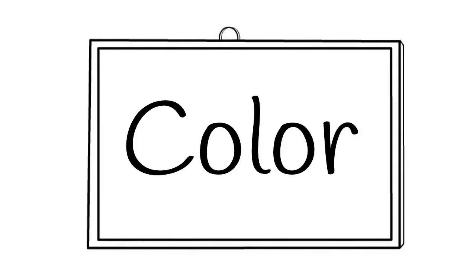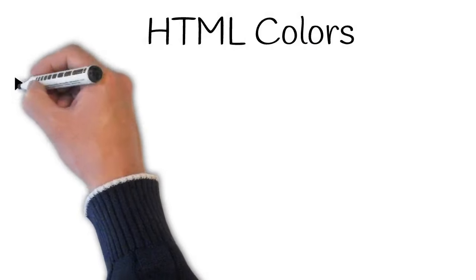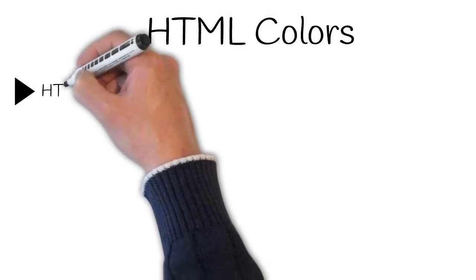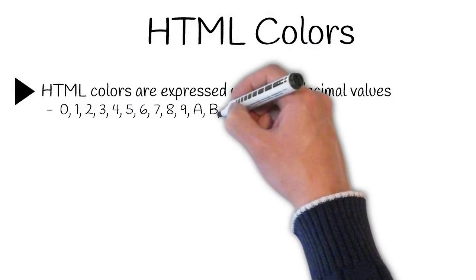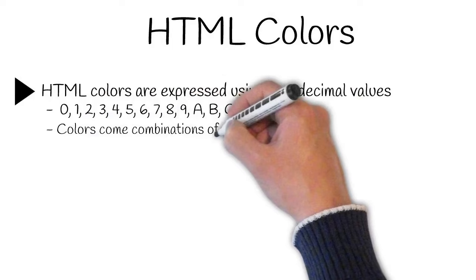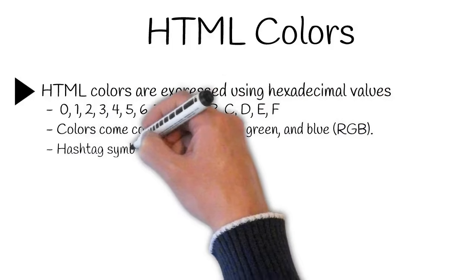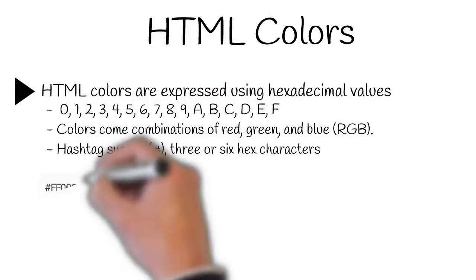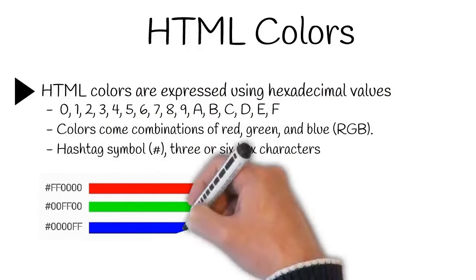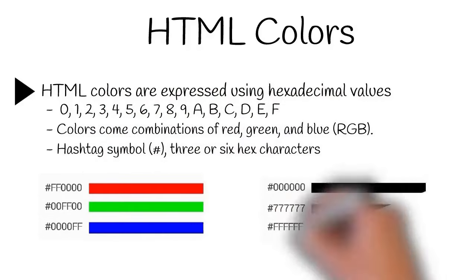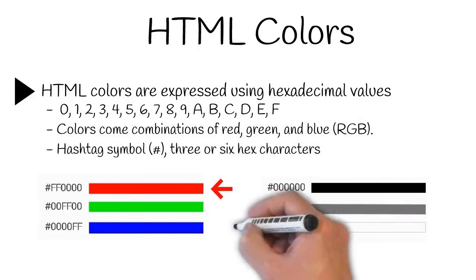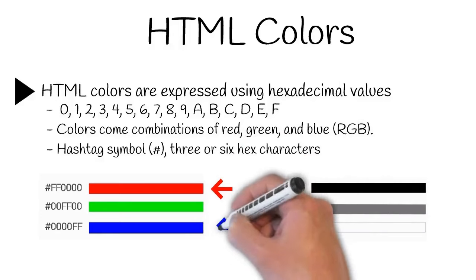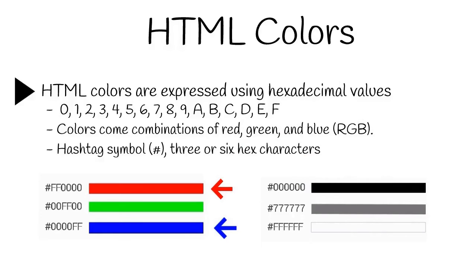In this section, we're going to talk about HTML colors. Now, HTML colors come in various different forms, but we're going to be talking about the hexadecimal, how they're expressed using hexadecimal values, ranging from 0 to 9 and A through F. Now, colors come in combinations of RGB, so red, green, and blue. Hashtags come before you type in those 3 to 6 hex characters, such as the 0 through 9 and A through F. And you got hashtag FF, then 4 zeros equals red, or hashtag 4 zeros and FF equals blue, as well as hashtag all F's equal white, and so on.